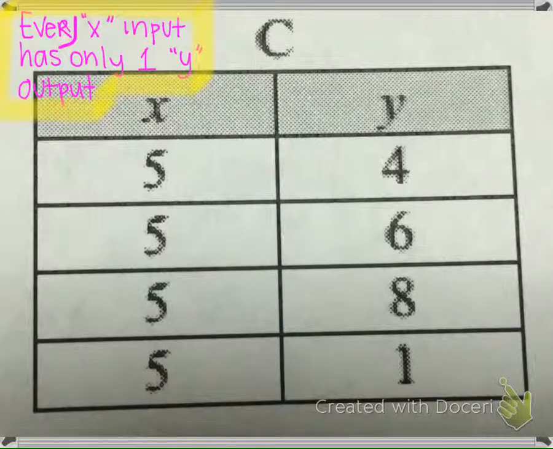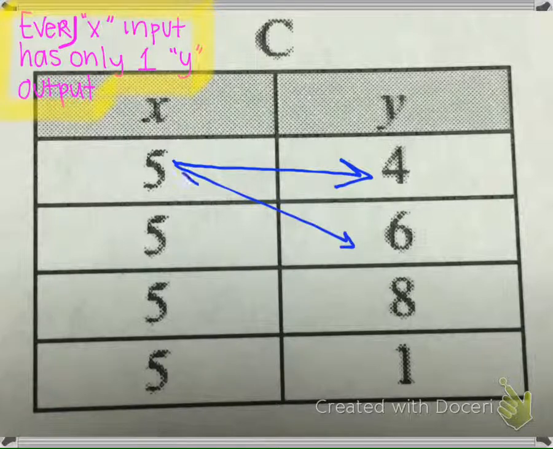Okay, if we take a look at C, every x does not have only one output. When x is 5, it has a point at 4, 6, 8, and 1. So when x is 5, it has 4 different outputs. So it is not a function.